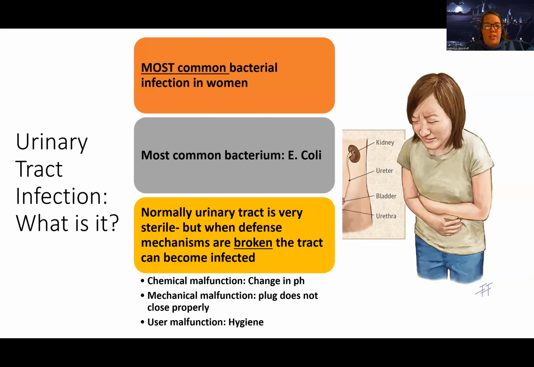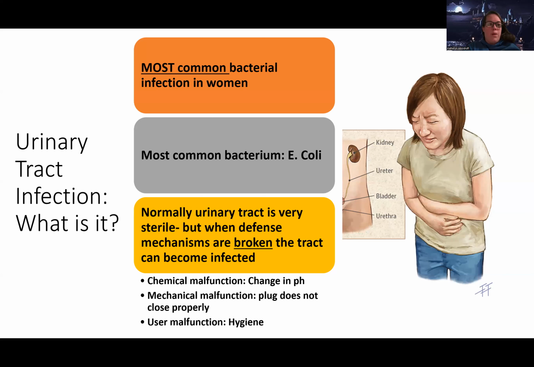leads to the infection. Those mechanisms that can be broken down include a chemical malfunction, like a change in the pH of the urine. There can be a change in the pH because we women like to make our hoo-ha smell wonderful and delicious, and so we use a lot of products on ourselves that can change it. There are also medications and other things that can change it. The soaps and other things that we use down there can affect it.